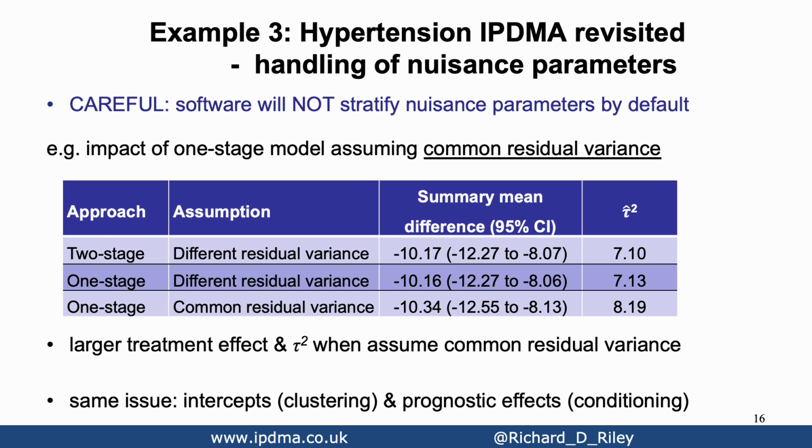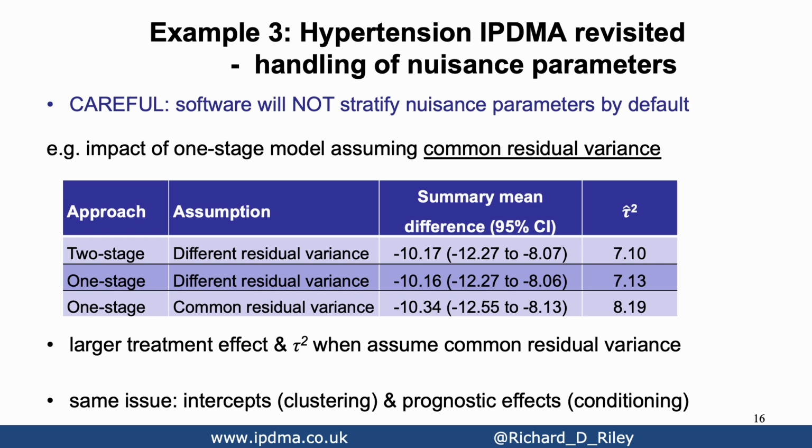Let's have a look at this just in terms of the residual variances. For a 2-stage approach which automatically assumes a different residual variance, we get a summary result of minus 10.17 for the hypertension trials. With the 1-stage method, if we make the same assumption, we get basically the same result. We've already seen that in the forest plot earlier on. But if the 1-stage model assumed a common residual variance, we now start to see a difference again. We have a larger treatment effect and a larger estimate of between study heterogeneity. So the change in the assumption of the residual variance is having an impact.